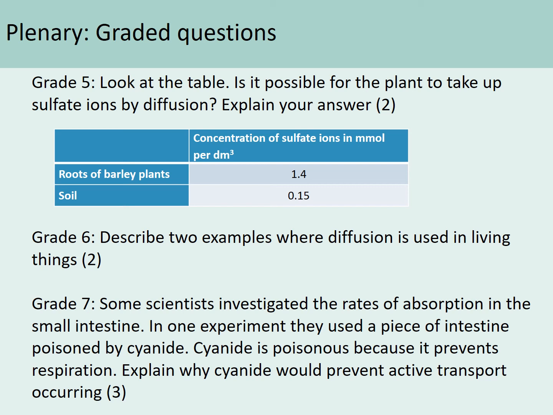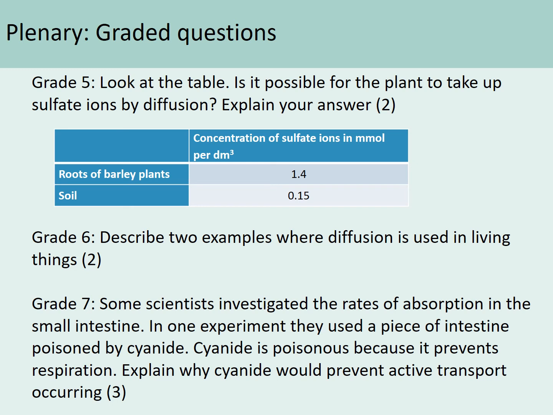So the kind of grade 5 question that you might get is perhaps looking at some data and making a decision. Most of the time for a grade 5, it's going to be explaining. So you need to be able to say why something is happening or why something isn't happening. So for the grade 5, it says, look at the table. Is it possible for the plant to take up sulfate ions by diffusion? Explain your answer. And it's going to be worth 2 marks.